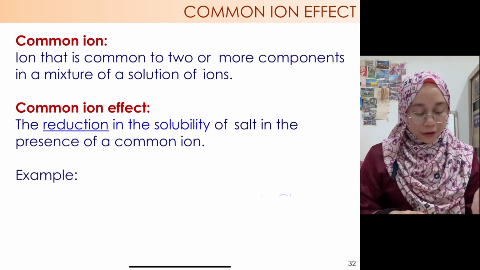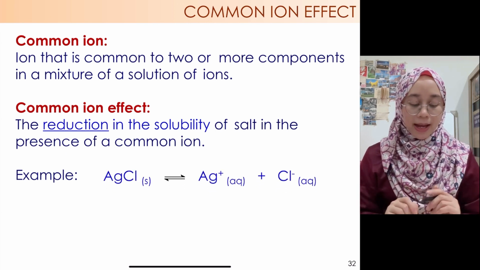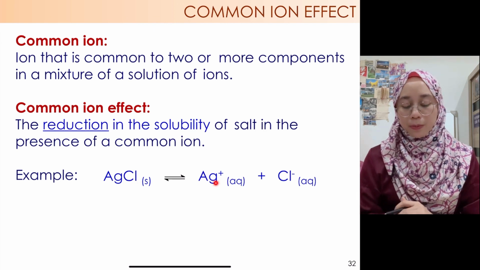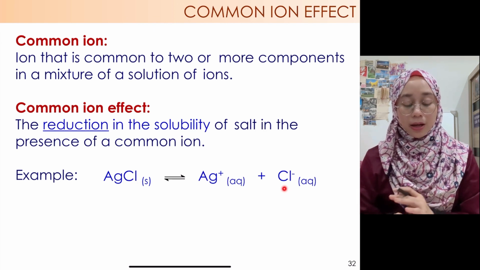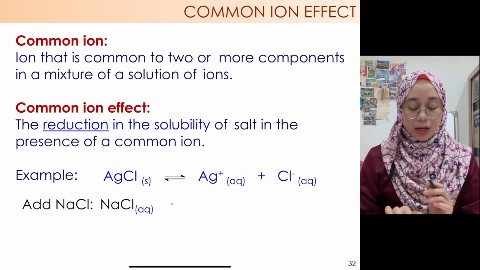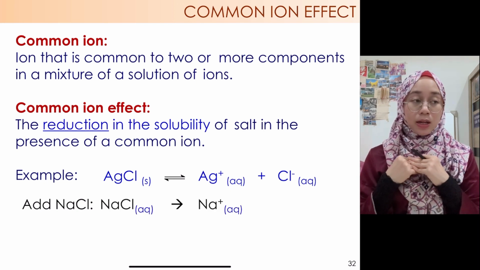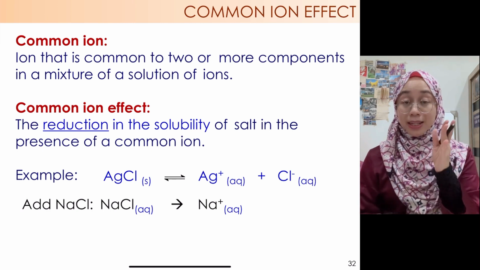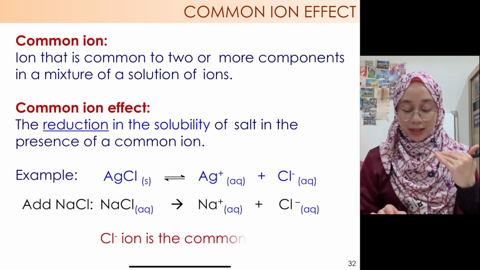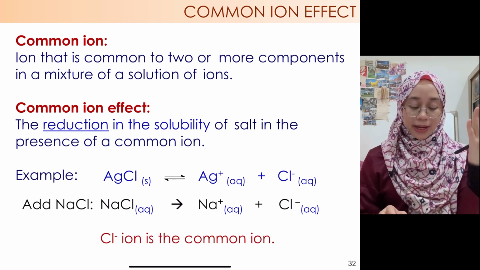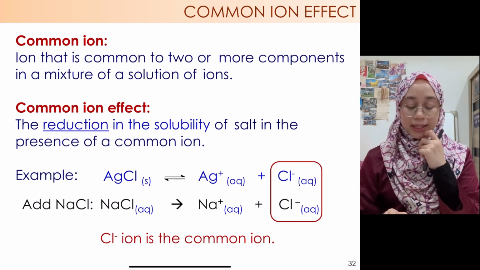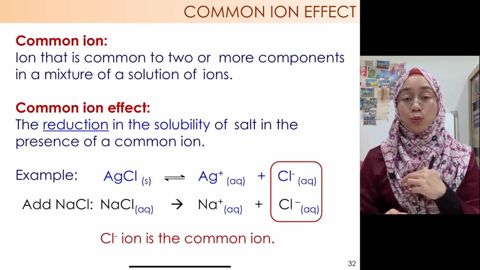Okay, so for example kat sini kita ada AgCl. Kita ada salt AgCl kat sini, whereby AgCl ni dia boleh produce Ag+ dengan Cl-. And then bila kita masukkan salt ni dalam NaCl solution, NaCl sendiri pula bila dia dissociate, dia akan menghasilkan Na+ dengan Cl-. So boleh nampak ada common ion effect kat sini. Dalam NaCl dengan AgCl, dua-dua ada Cl-. So Cl- kat sini is the common ion between these two salts.